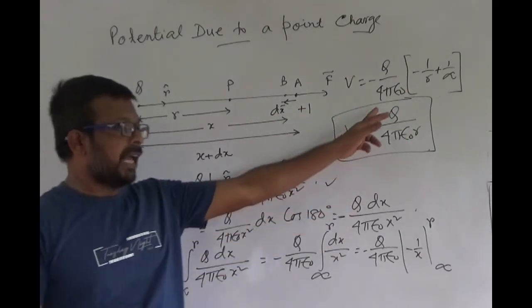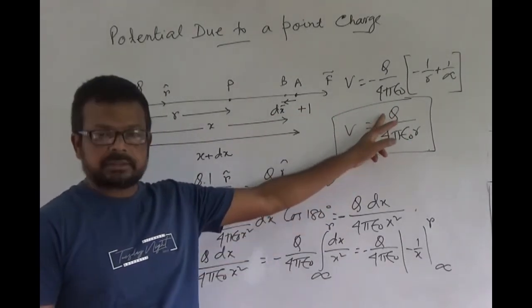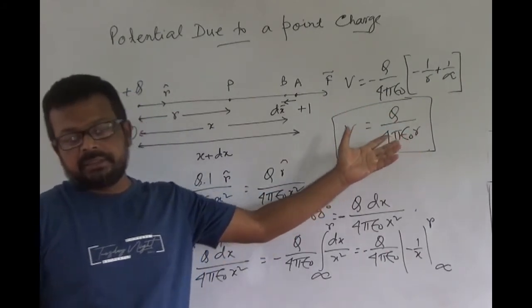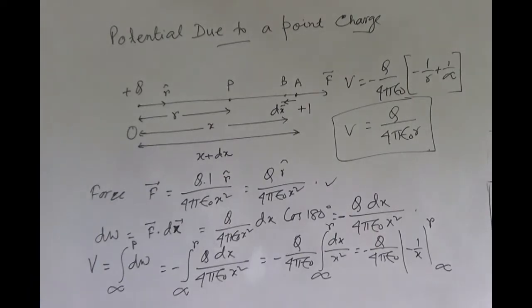If the charge is plus, then V will be plus. If the charge is minus, then V will be minus. That means potential will be negative.